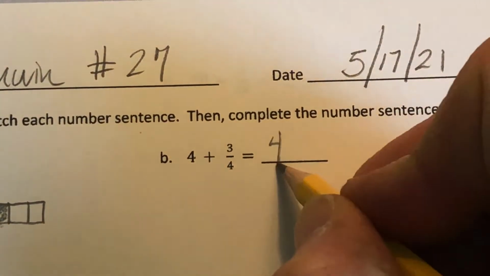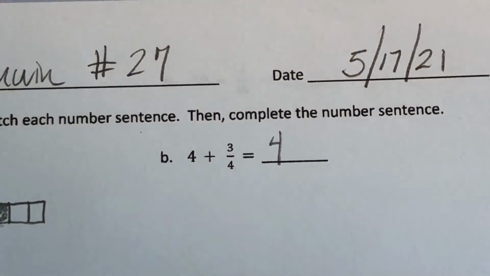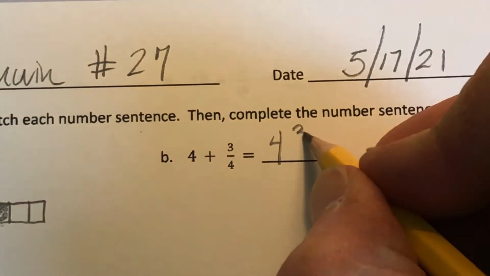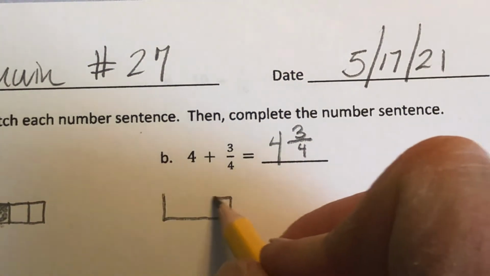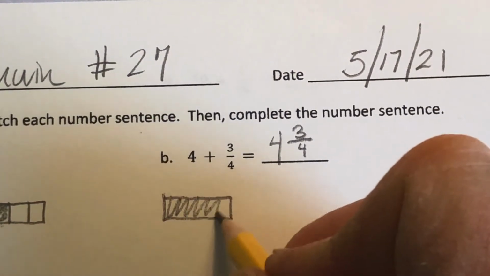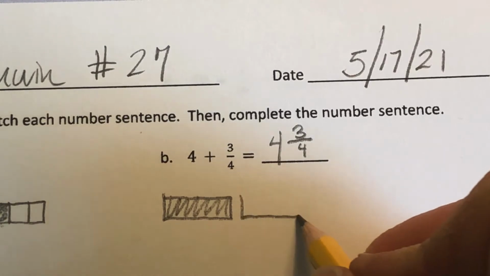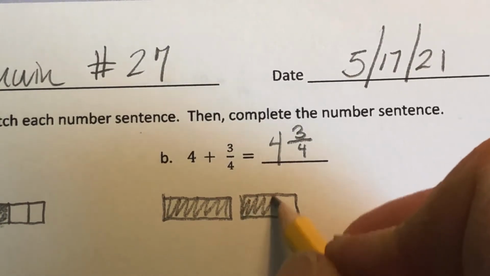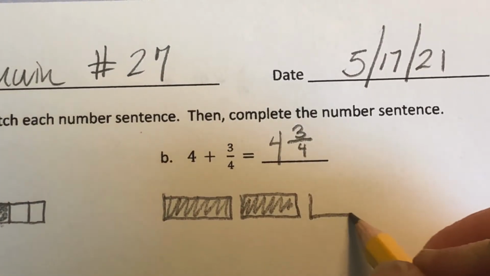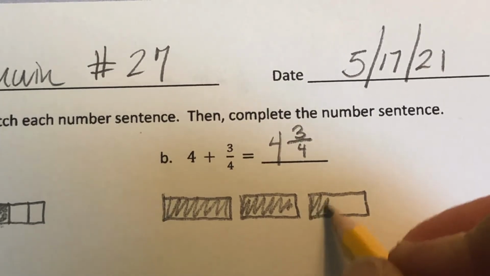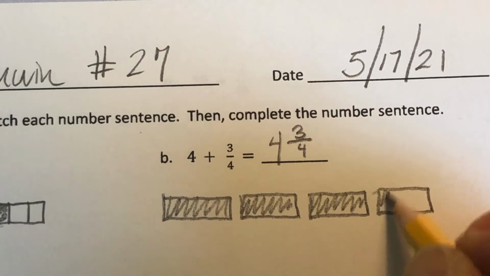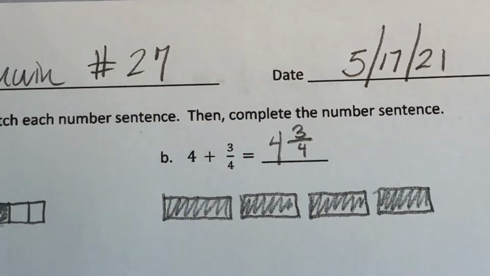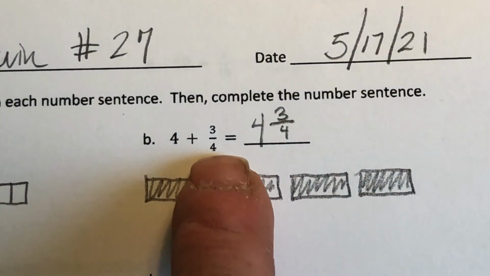I have 4 whole cookies. I use cookies because I like cookies. And 3/4 of a cookie. And what does that look like? Well, here's a cookie. There's 1 cookie. Here's a cookie. 2 cookies. Here's another cookie. Right? 3 cookies. And here's another cookie. 4 cookies. So there are my 4 cookies, but I need to add 3/4 of a cookie.